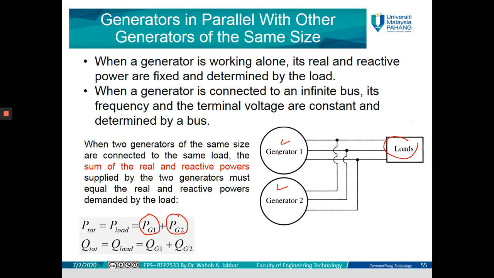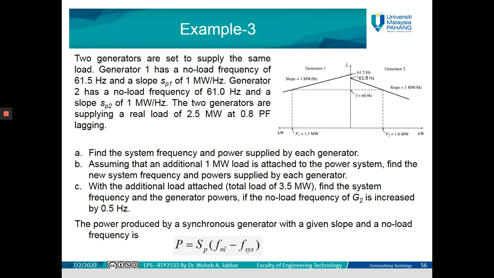Okay, but if one generator is small and one generator is big, the bigger generator will take the bigger load and so on. So they are going to share the P total as a real power, and also they are going to share the reactive power, which is Q total here, into Q for generator 1 and Q for generator 2. Here we have one example to show how these two generators are going to share a load. So it says there are two generators set to supply the same load, so they are working in parallel to supply the same load.